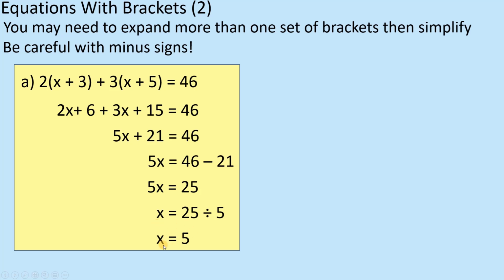Now this is a bit more awkward in terms of checking it, but we can, if we wanted to do it. So if I do 5 plus 3 is 8, times by 2, that's 16, isn't it? And then 5 plus 5 is 10, times by 3 is 30, well 16 and 30 is 46. So we're okay, we're good.